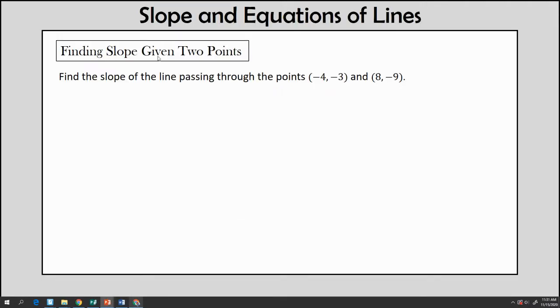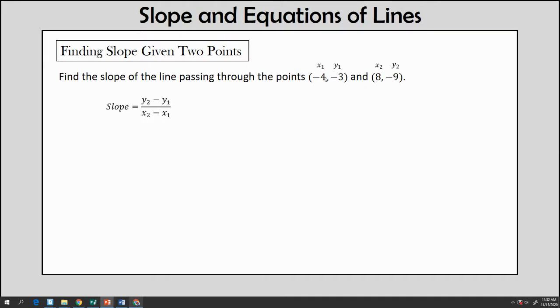Okay. The first thing is let's talk about finding the slope if we're given 2 points. We've done this, but I want to review it. Remember, the way we find slope is the difference in the y's, the y's go on top, over the difference in the x's. It's rise over run, right? So I know it's y sub 2 minus y sub 1 over x sub 2 minus x sub 1, but what does that mean?